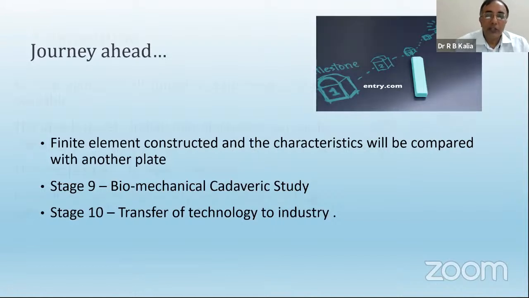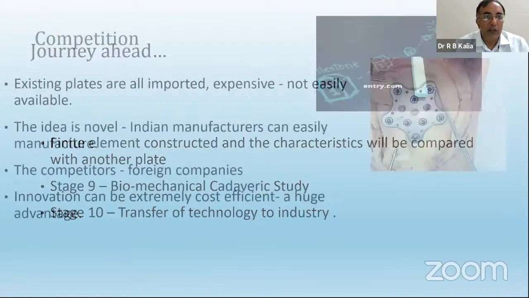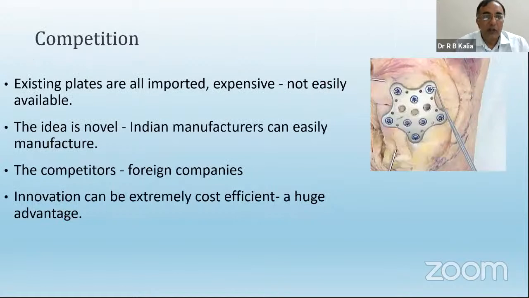The competition that we have is the Arthrex plate, which is imported, expensive, and not easily available. The idea is novel, and Indian manufacturers can easily manufacture it. Since the competitors are foreign companies, we will have a huge price advantage. For the target market, there is no clear data. The estimated number is somewhere between 5,000 to 6,000. Out of these, 20 to 30% could potentially benefit.